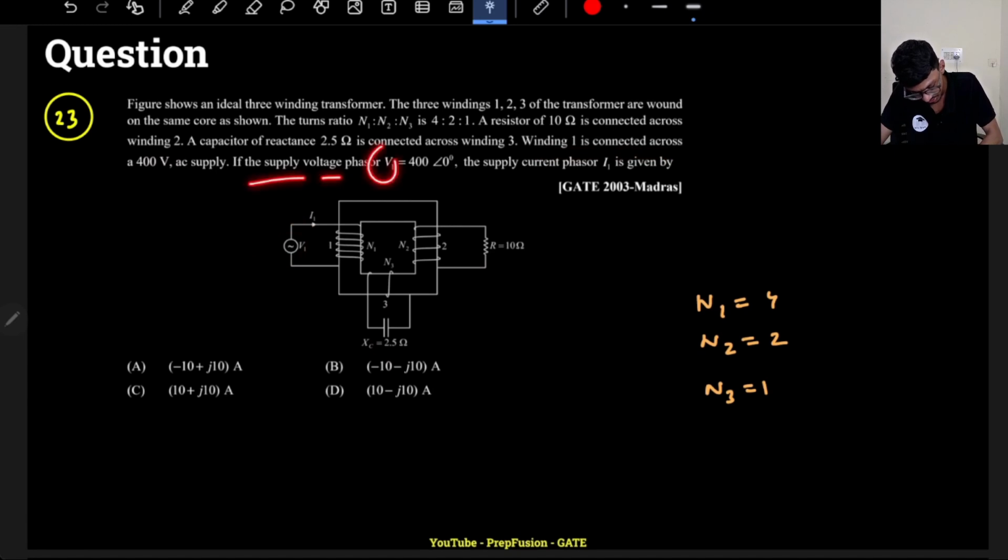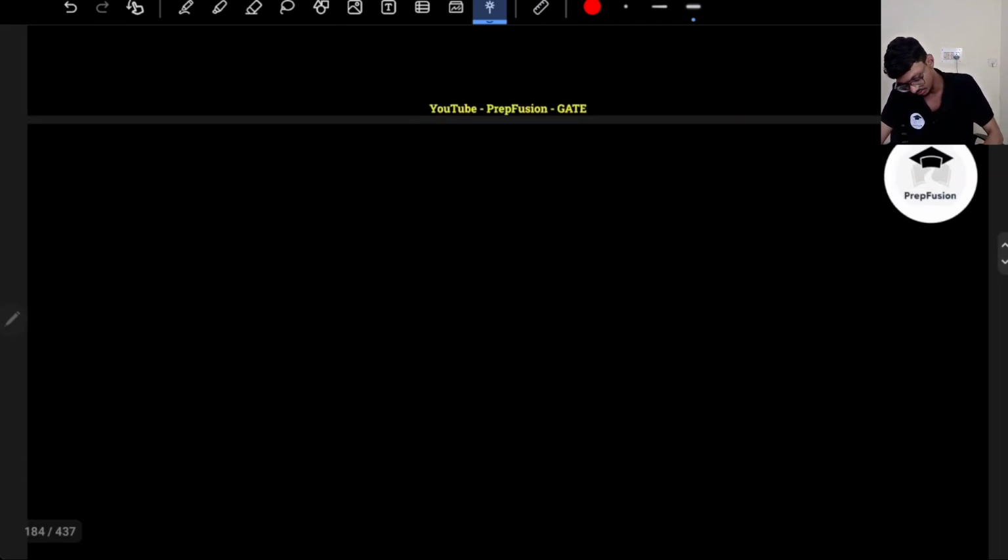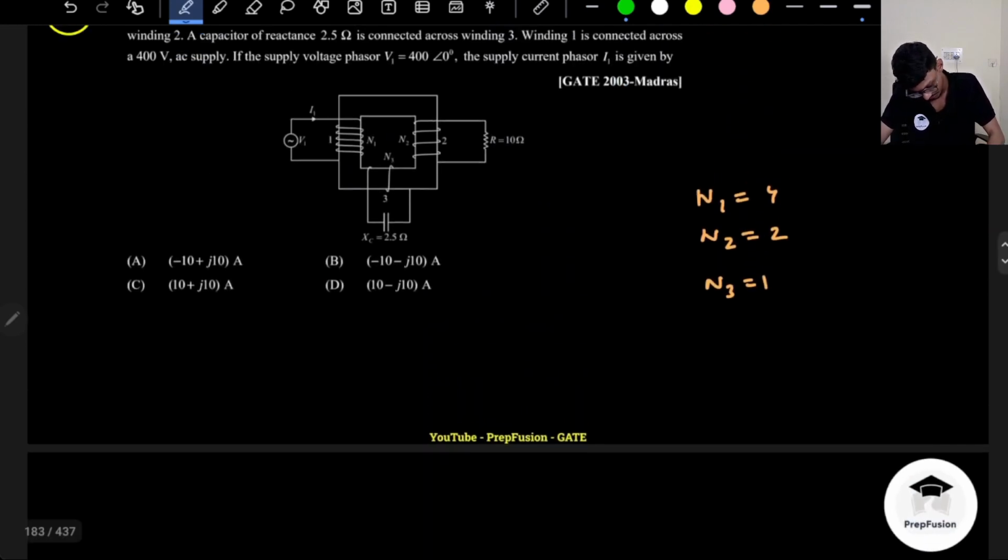If the supply voltage phasor V1 is given as this, what will the supply current phasor I1 be? Basically they are asking what the current value will be. There are multiple ways to go about this problem. You can use the MMF balance equation, or you can refer this whole circuit to the primary, whichever is suitable to you. I was going to give you this as homework, but anyway, I will do it.